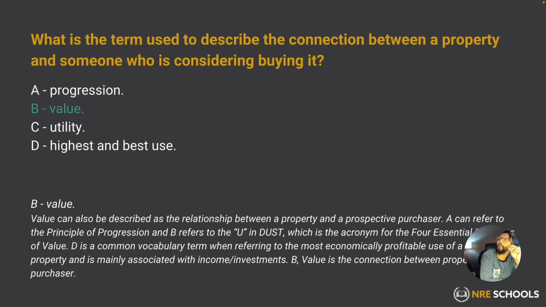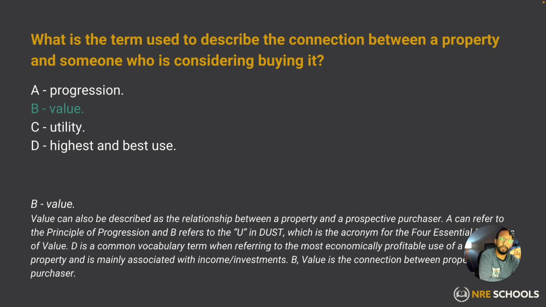The question is, what term is used when describing the connection between a property and someone who is considering buying it? It's not progression. We're going to discuss progression later. Utility and highest and best use. Utility is part of the DUSC, demand utility, so it's not that one. And D, highest and best.